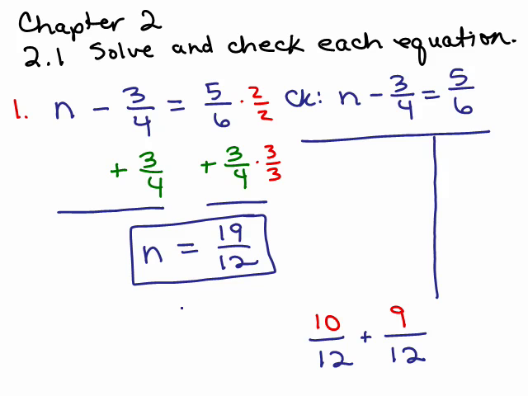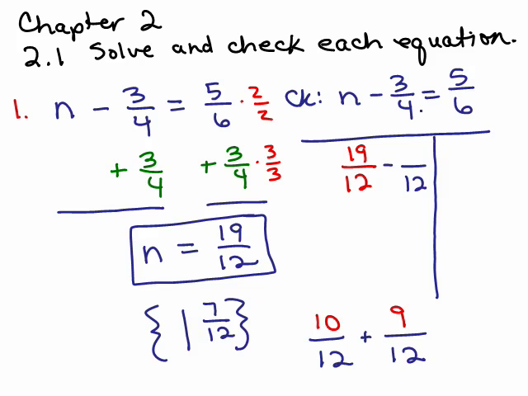Now, if you want, you could write that as 19/12, or you could write 1 7/12. Both of those are correct. All right, now let's go ahead and check. So if it's 19/12, I'm going to plug that in for the variable, 19/12, and I want to subtract 3/4. Well, in order to subtract, I'm going to have to get a common denominator. So let's rewrite 3/4 so it has 12 in the denominator, and that would be my multiply top and bottom by 3 again, 9/12.